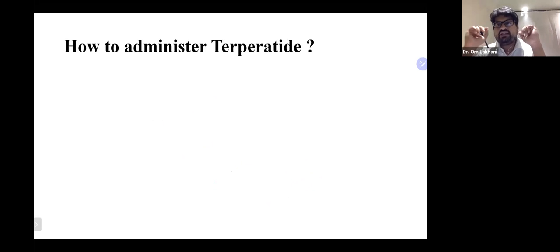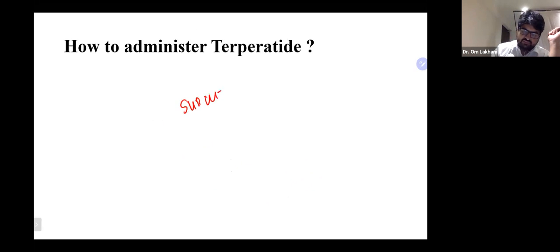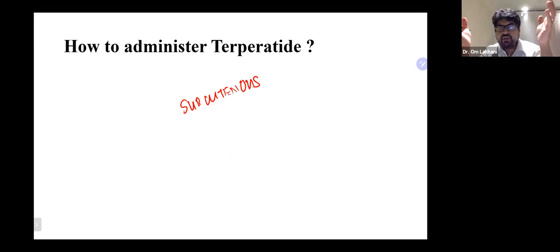Now, how to administer teriparatide? Teriparatide is a subcutaneous injection. Okay, it's given just like you give insulin, right? So it's very similar to giving insulin. In fact, it is so similar that, and again, if you're practically using it, please try to listen to this.